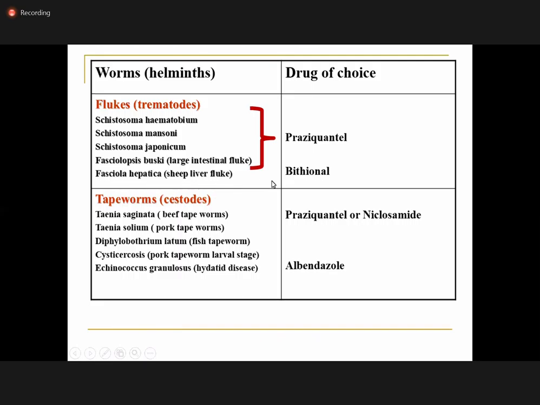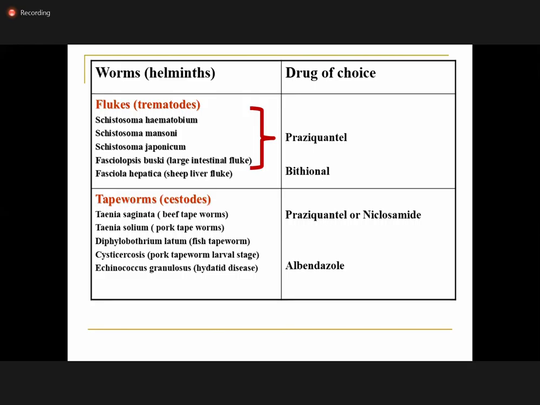But if you don't remember, no problem. But you must remember that the drug of first choice against the trematode group is praziquantel. The third group is the tapeworms, the cestodes, in which we have two very important examples: Taenia saginata, that is the beef tapeworm, and Taenia solium, that is the pork tapeworm.